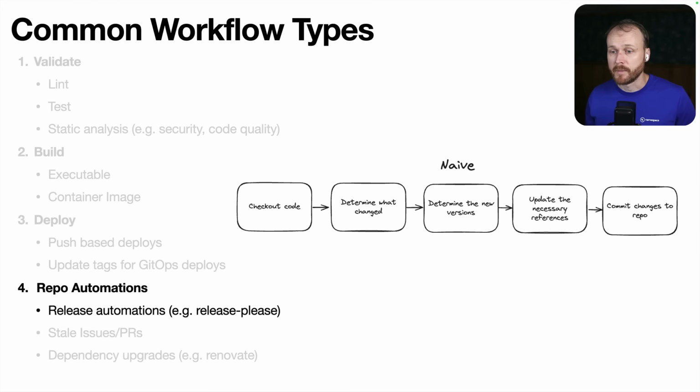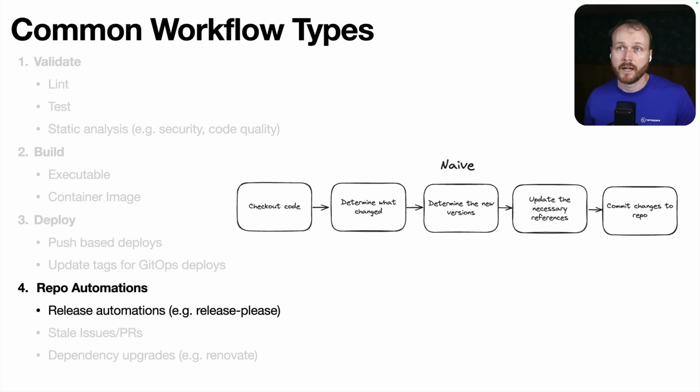Moving on to the repo automations category, if we think about how we might want to automate releases within our repository, there's a variety of things we'll need to do. First, we need to check out the code. Then we need to determine what changed between this commit and the last. Then we need to determine what type of update it is, whether it's a major, minor, or patch version.